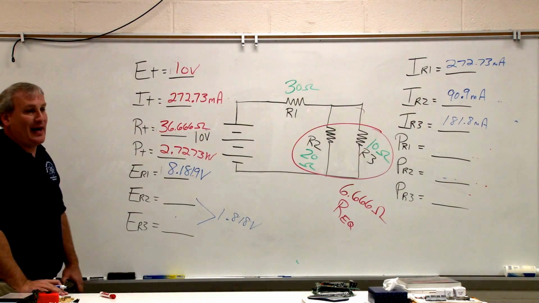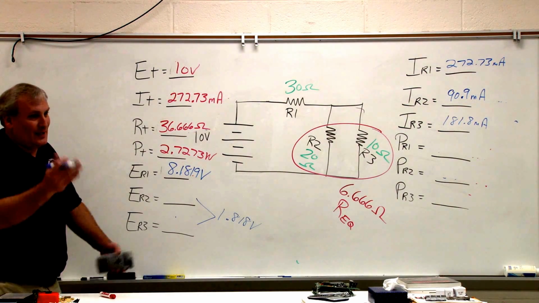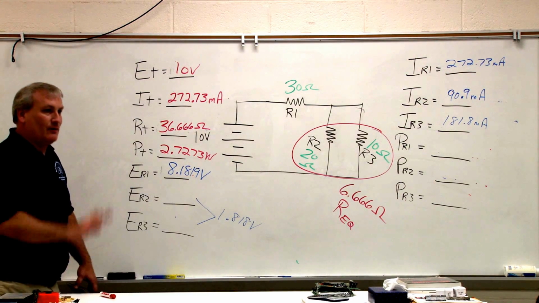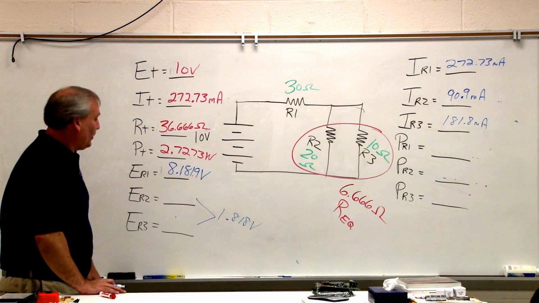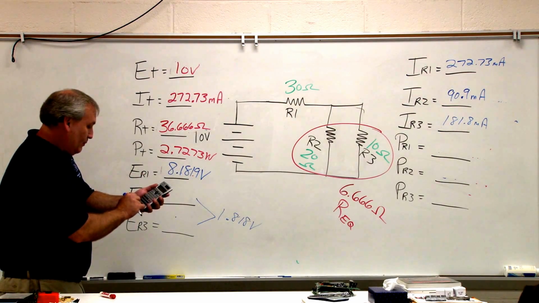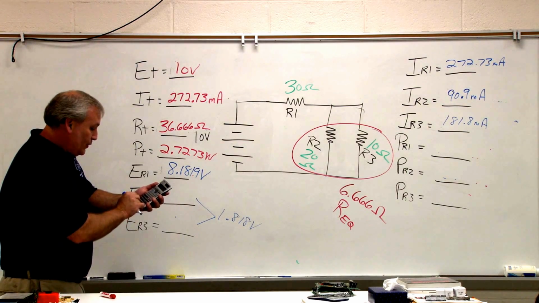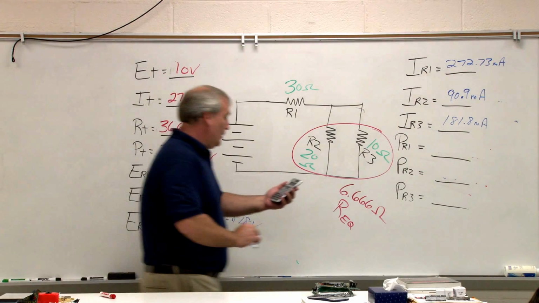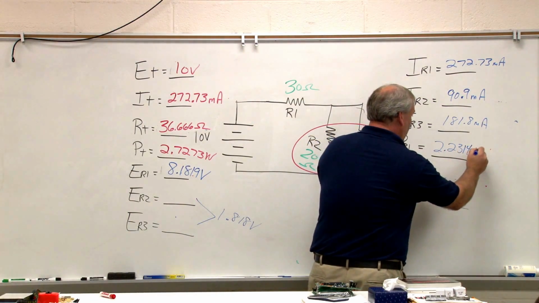Okay, how do I solve my powers? Seth, you're my power guy. Do, ER1 times IR1? Exactly, plug and chug, put the numbers right in the formulas. Power is always volts times amps. ER1 times IR1, ER2 times IR2, and ER3 times IR3. So we're going to take 8.1819 volts, we're going to times it by 272.73 milliamps, and we're going to come up with 2.2314 watts.